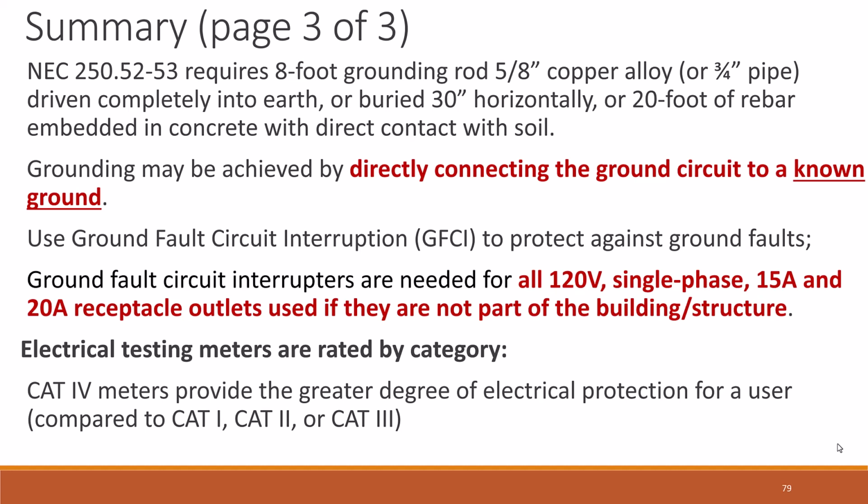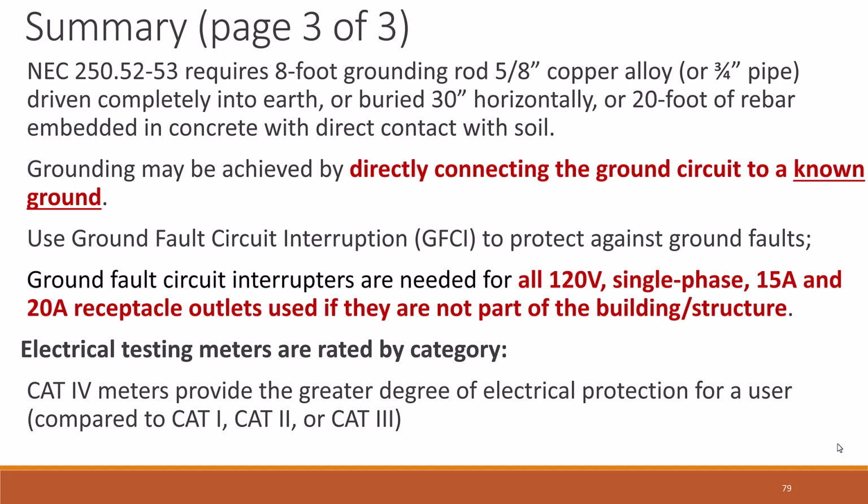Next line is the definition of grounding. Grounding may be achieved by directly connecting the ground circuit to a known ground, which is normally a 5/8 inch diameter copper alloy rod. Next point, we're getting close to the end here. Use ground fault circuit interrupters, or circuit interruption, GFCIs, to protect against ground faults. And the next point about GFCIs, ground fault circuit interrupters are needed for all 120 volt single phase 15 and 20 amp receptacles if they are not part of the building or structure.